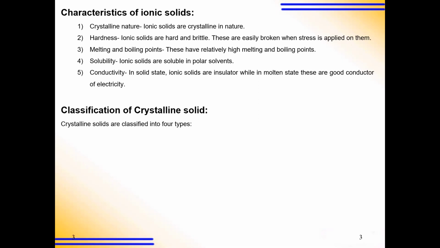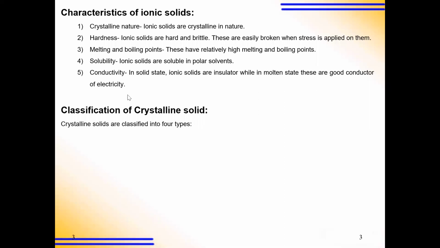So these are the crystalline solids, also called ionic solids. Ionic solids are soluble in polar solvents, and regarding conductivity, in the solid state ionic solids are insulators, while in the molten state they are good conductors of electricity. So these are the characteristics of crystalline solids: ionic solids are crystalline in nature.